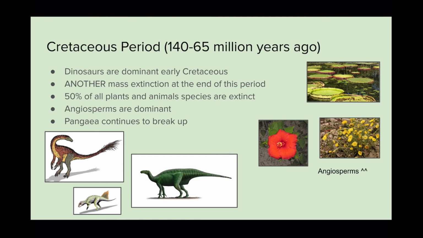The Cretaceous started at 140 million years ago and ended 65 million years ago. The dinosaurs from the Jurassic period were dominant until early in this period, but they were met with yet another mass extinction at the end of the period. However, this time, only 50% of all plant and animal species became extinct. This included dinosaurs, however. As a result, the angiosperms dominated while Pangea continues to break.